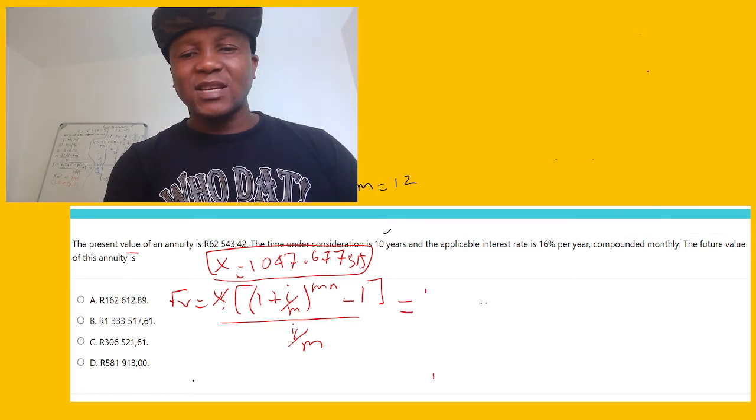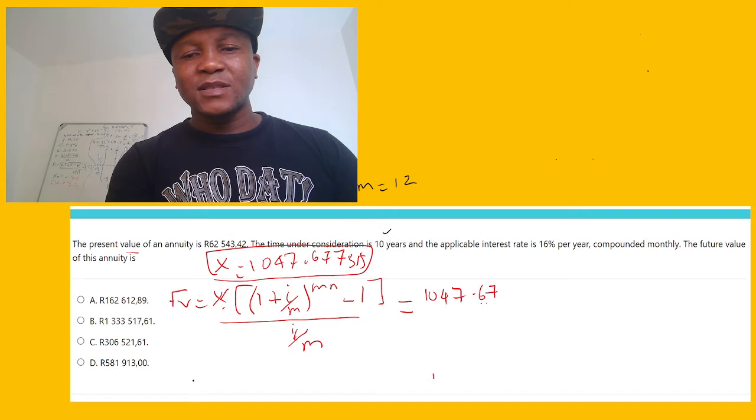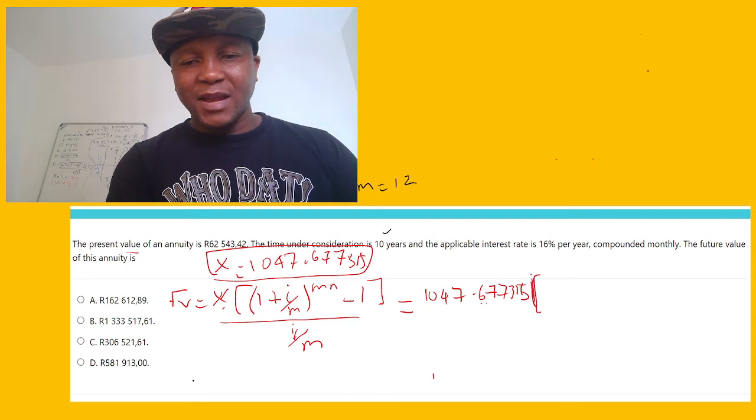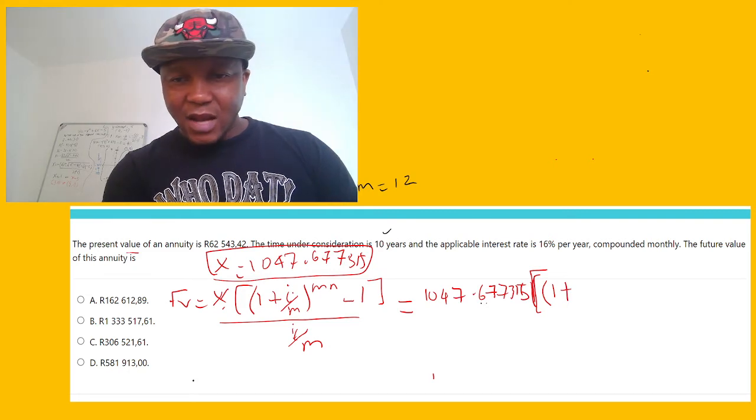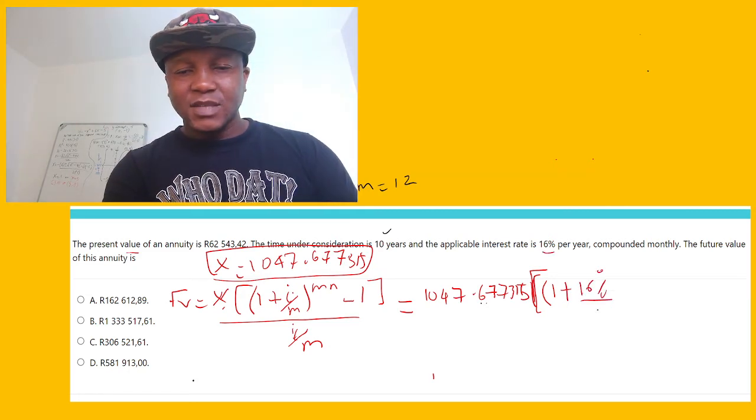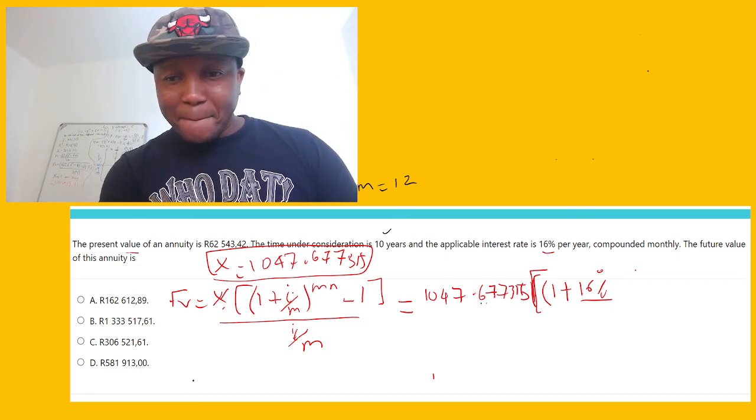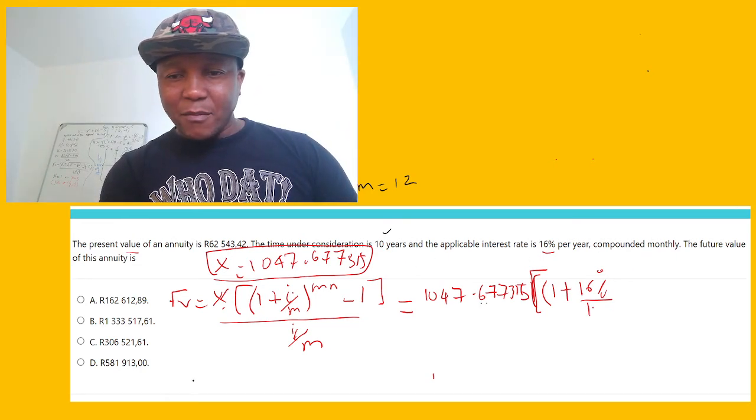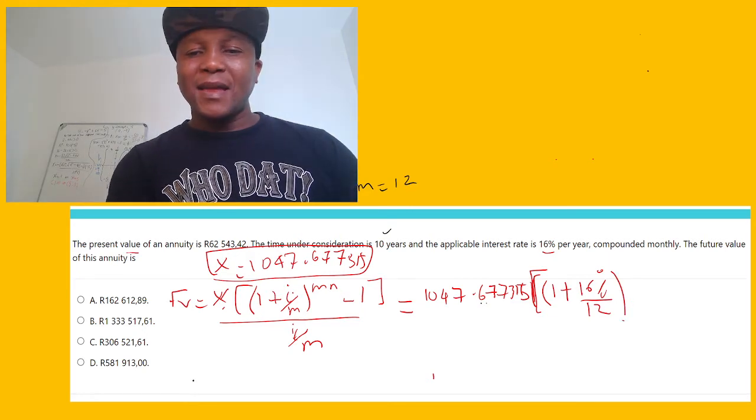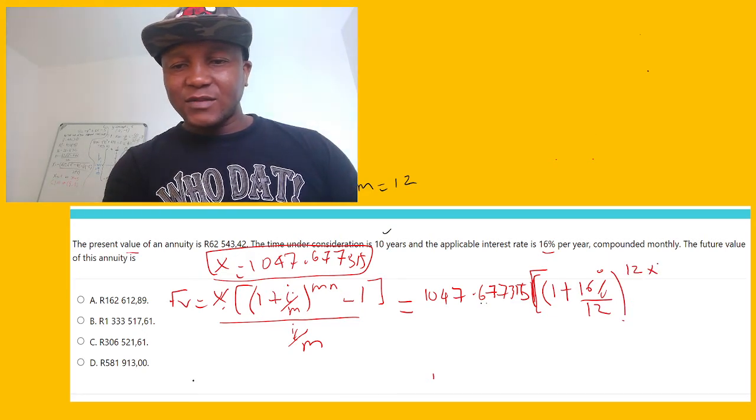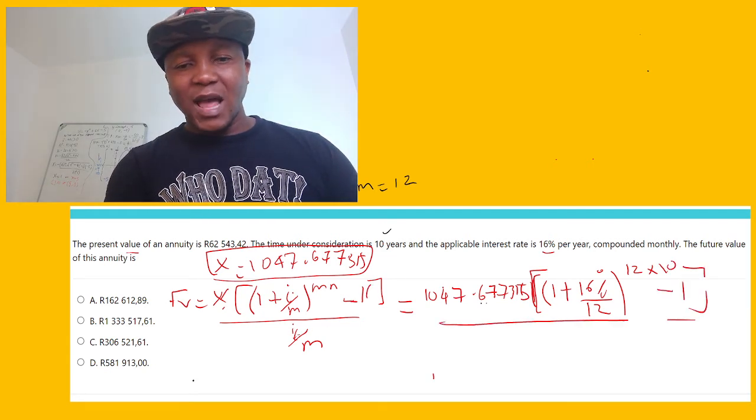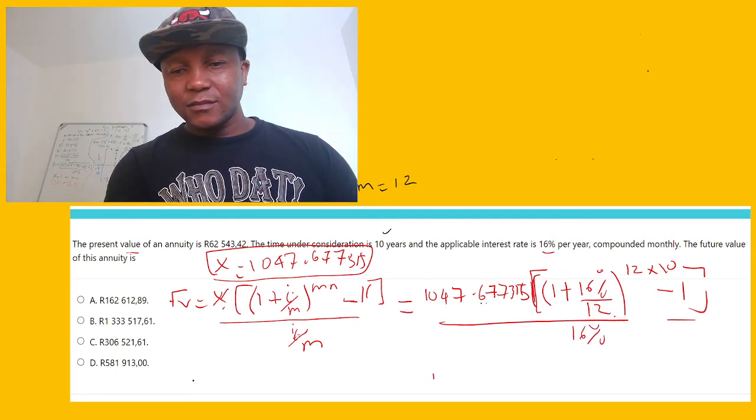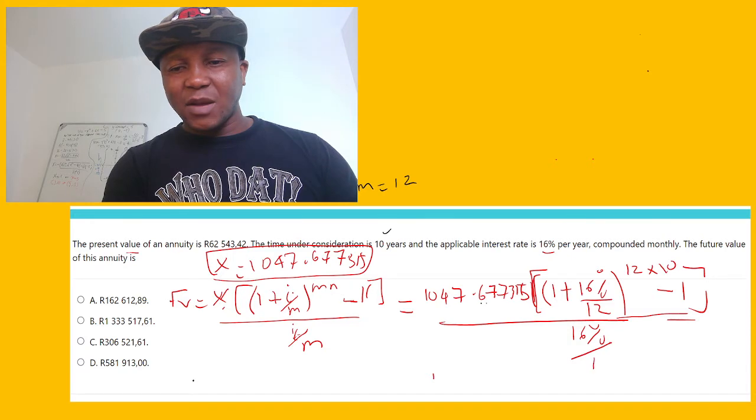So X we got, what is the X? 10,477.677315. Square bracket, then curl bracket, then 1 plus i. What is the i? Our i is the same, 16%, and then over m. What is the m? It compounds monthly, which means 12. Bracket, mn: 12 times how long? 10 years. And then we minus 1, and then all of this over i, which is 16% over m, compounded monthly.